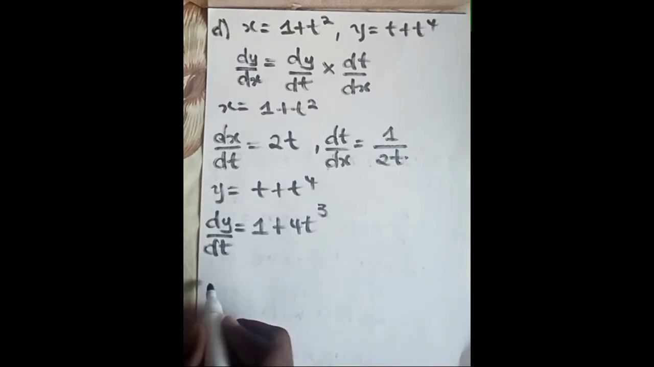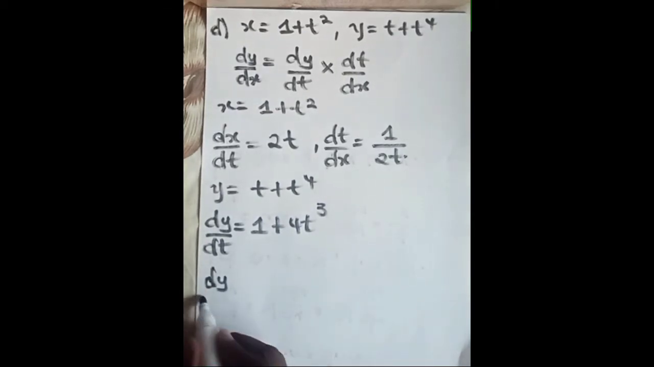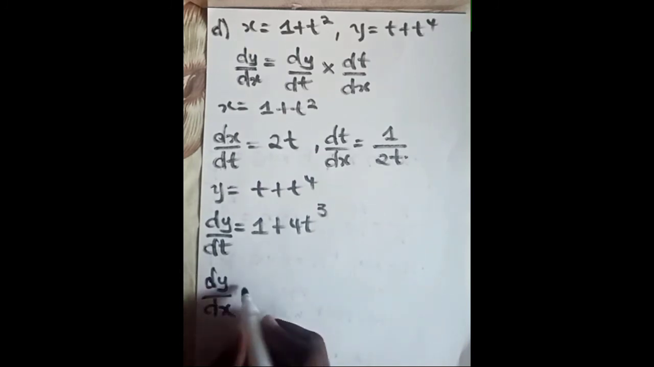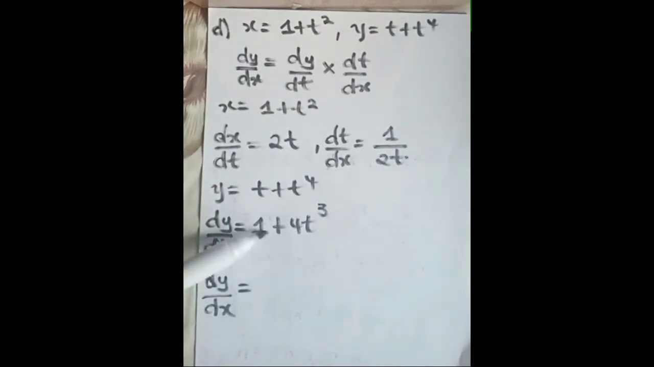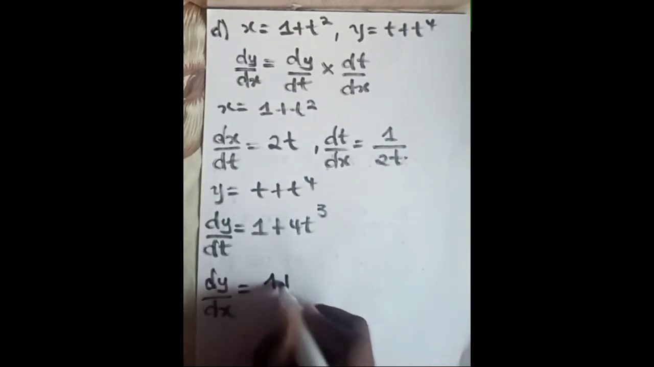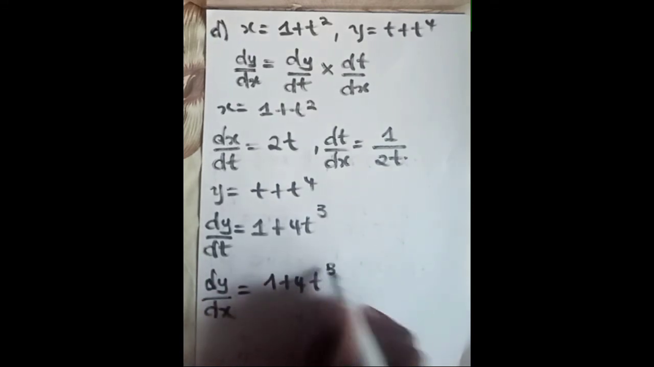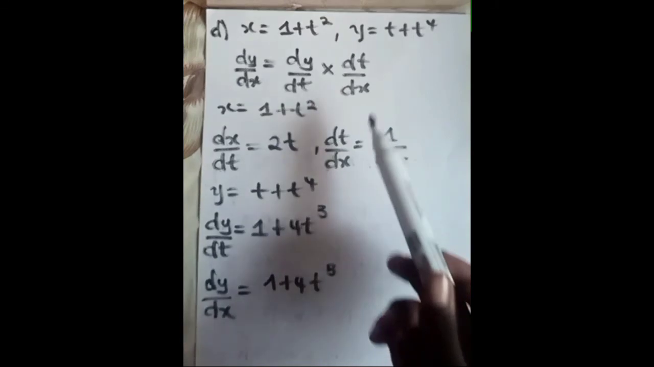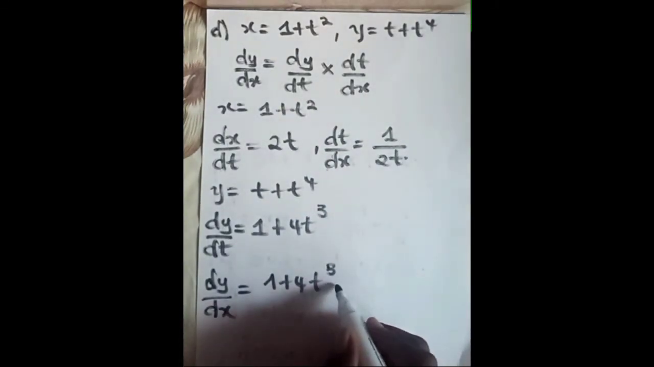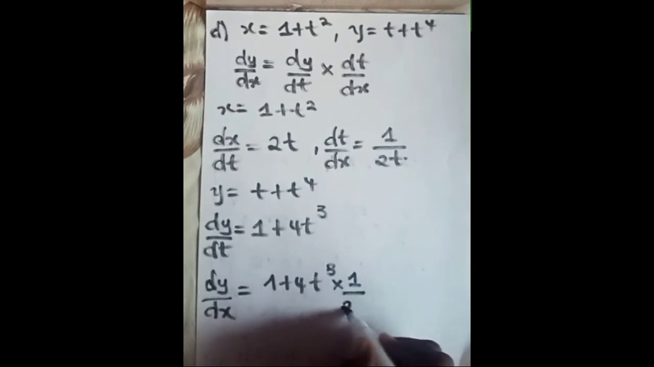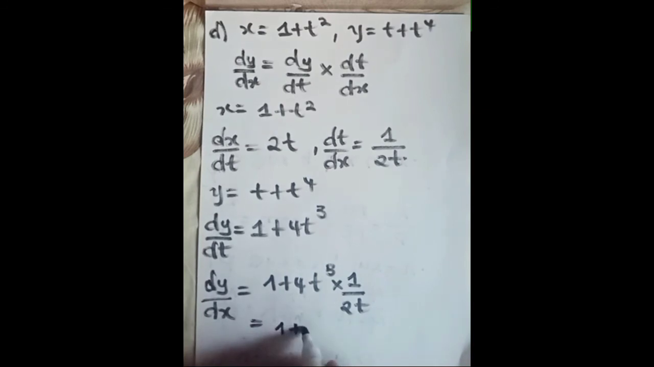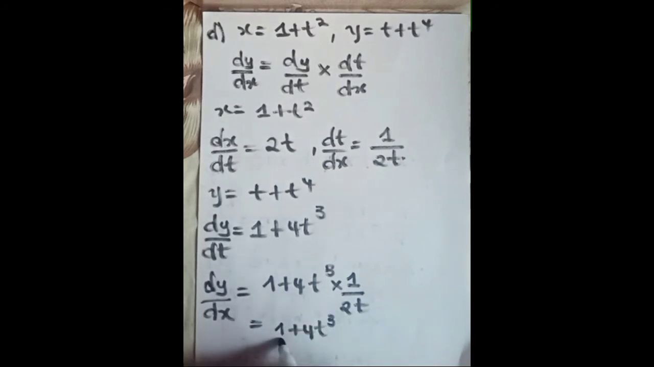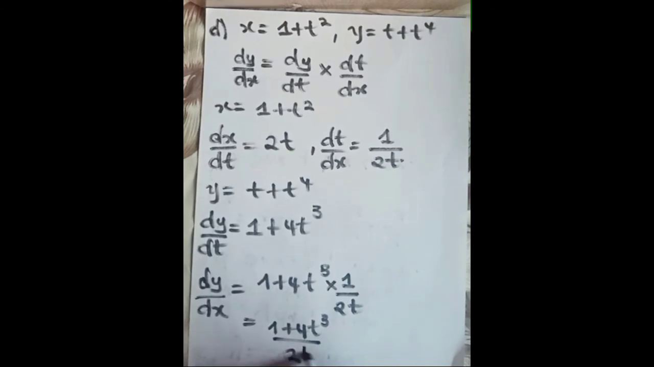Now multiply them. Now dy on dx, as you see, is equal to dy by dt, which is 1 plus 4t cubed, multiplying dt by dx. That means multiplying by 1 on 2t, which is simply equal to 1 plus 4t cubed over 2t, and that is the derivative of that.